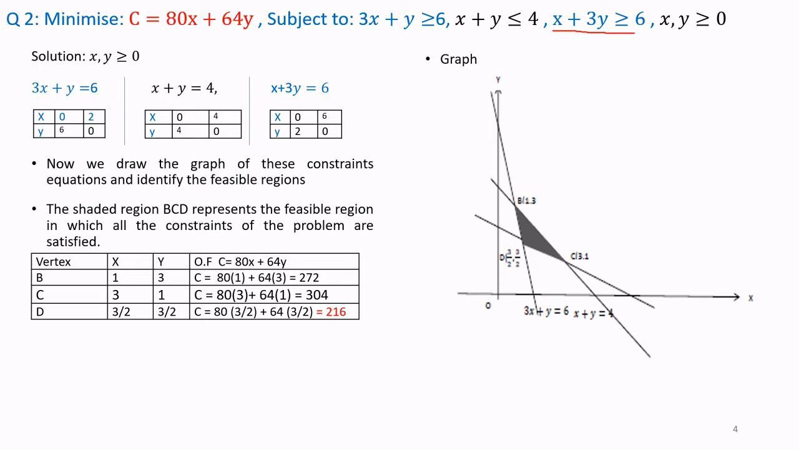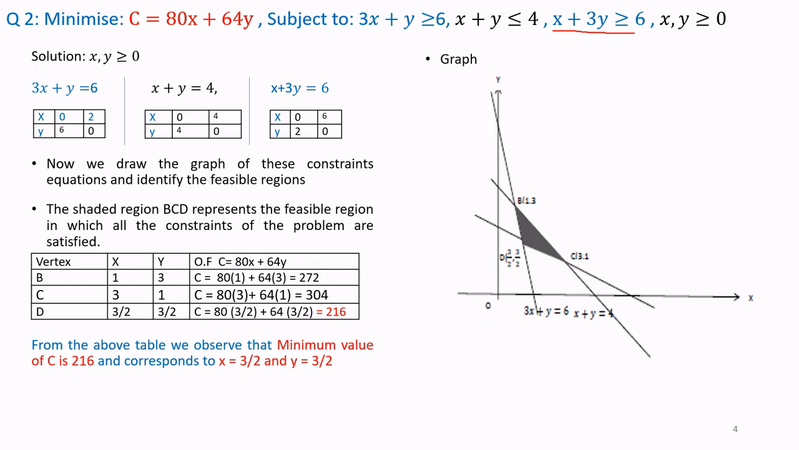If you compare the values of B, C, D from the given objective function, we are required to select the minimum because in the question they have asked to minimize. So the value for B is 272, C is 304 and D is 260. So we have to choose the minimum value, that is 260. Therefore, from the above table, we observe that the minimum value is 216 corresponding to x is 3 by 2 and y is 3 by 2. That is the answer.